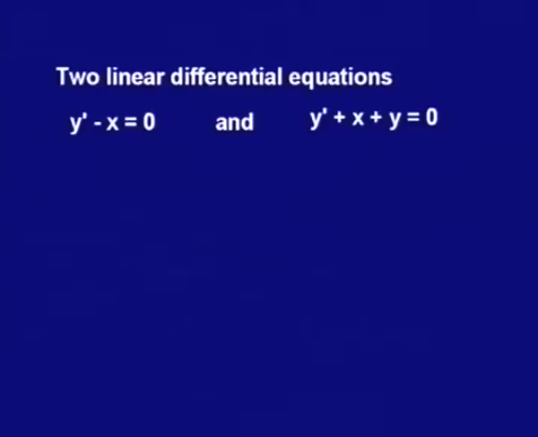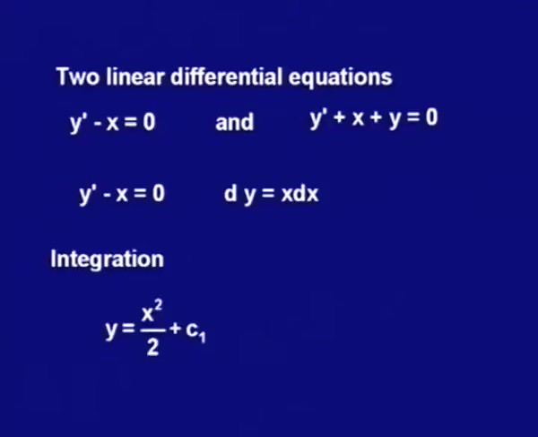So, let us take the first equation first, y dash minus x is equal to 0. This is a linear equation, we can also solve it directly because this equation we do recognize very well. This is dy over dx is equal to x, we can write it as dy is equal to x dx. Integrating on both the sides, we get y as x square by 2 plus c1, or we can write it as 2y is equal to x square plus c. This is the solution of the first equation.